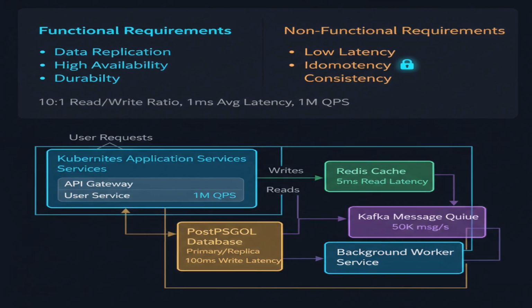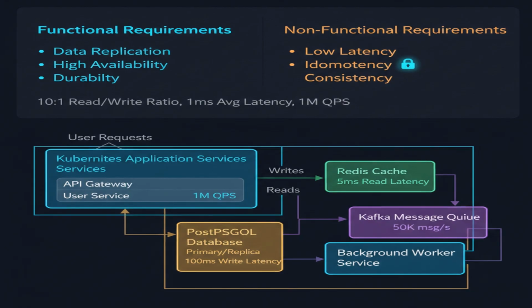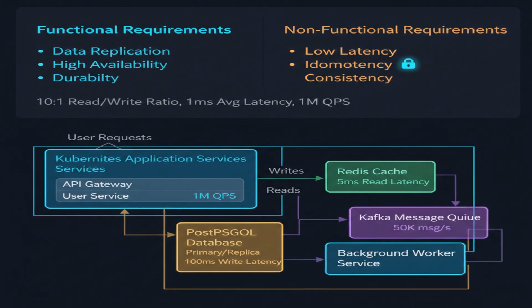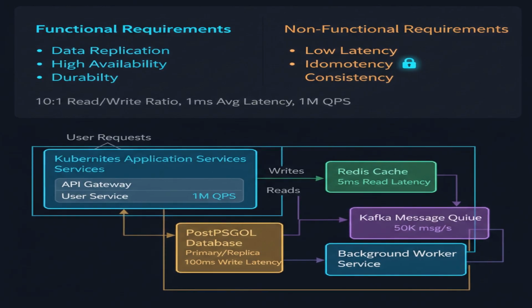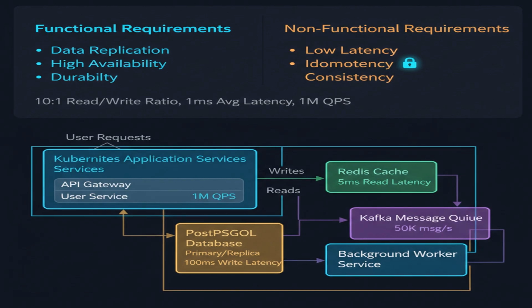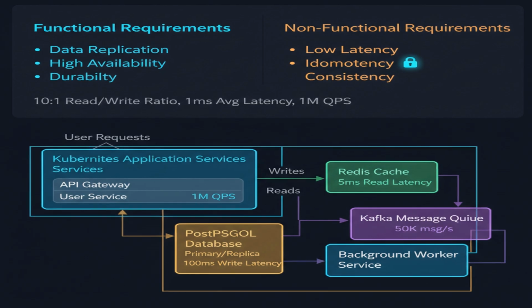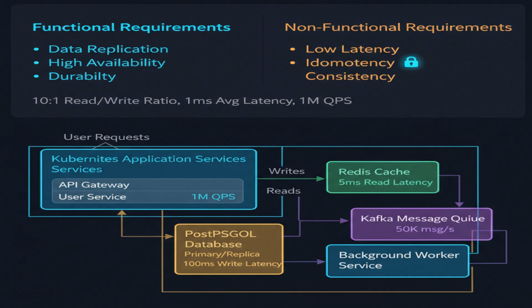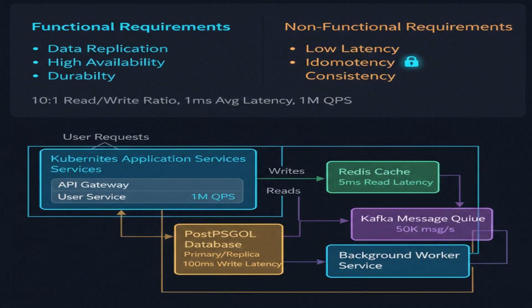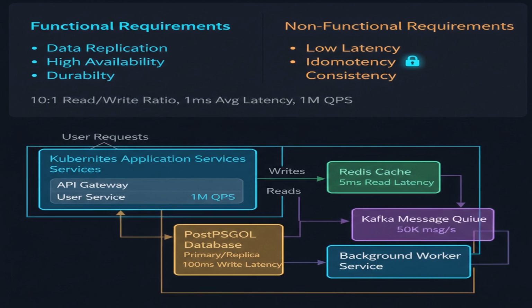Let's define the scope of our replication strategy. Functionally, we need to replicate data across multiple nodes to ensure data is available even if some nodes fail. Non-functionally, we'll aim for high availability, durability, and low latency. Key clarifying questions include, what's the read-write ratio? What's the acceptable latency for reads and writes? What consistency level do we need? Are we optimizing for reads or writes? These answers will drive our replication strategy.